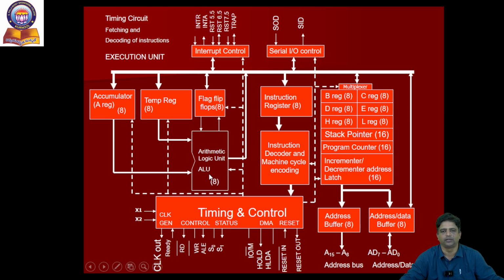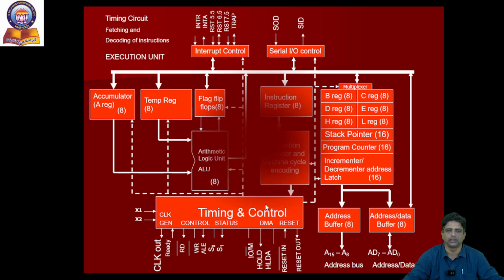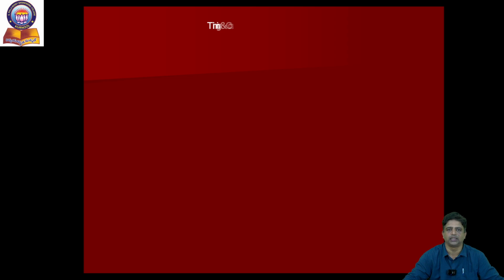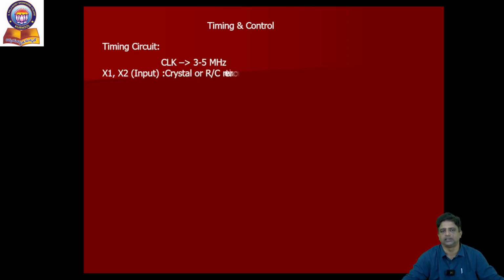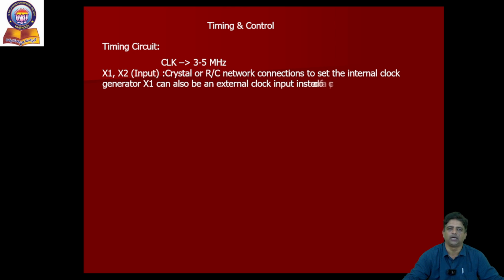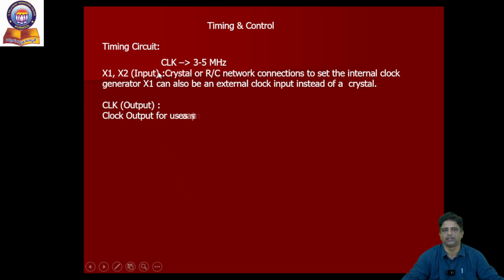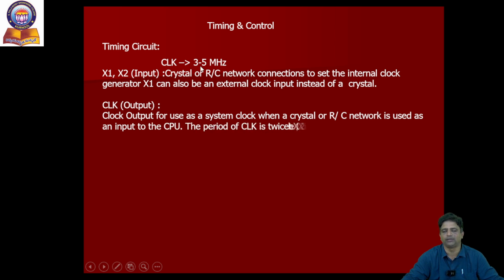If we look in detail at each part of this architecture, we could have a simple statement arrangement for each pin represented here. So the discussion could be carried out with the first block as timing and control. What are the things that we find in the architecture representation after power supply is given? The very first thing we would like to see is the clock arrangement. The range given for 8085 microprocessor clock will be 3 to 5 megahertz.